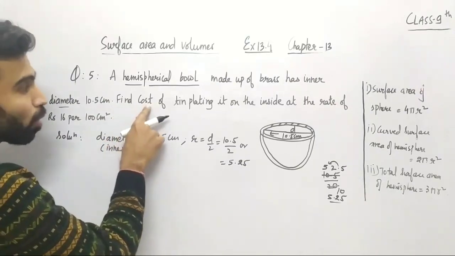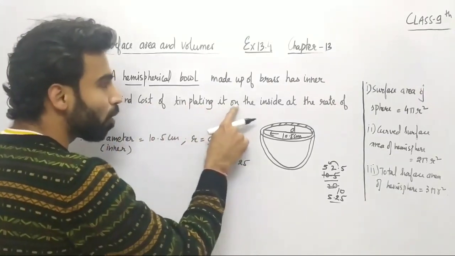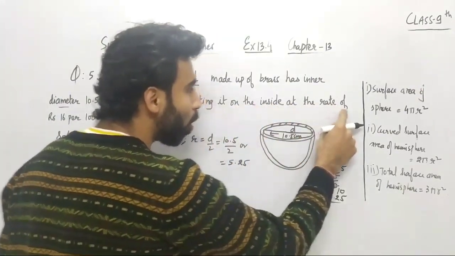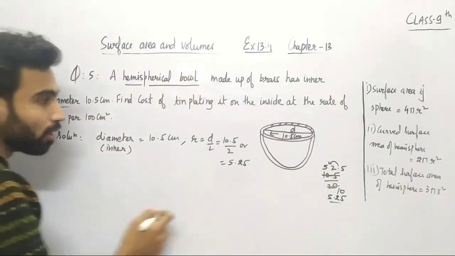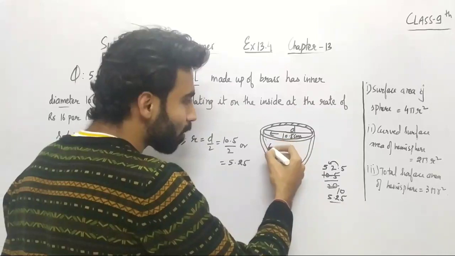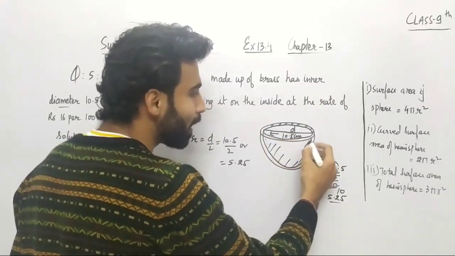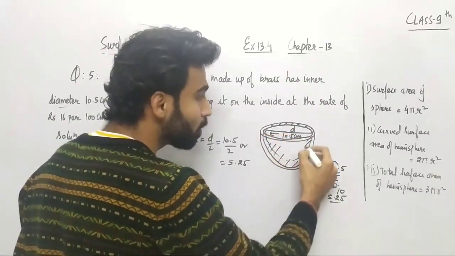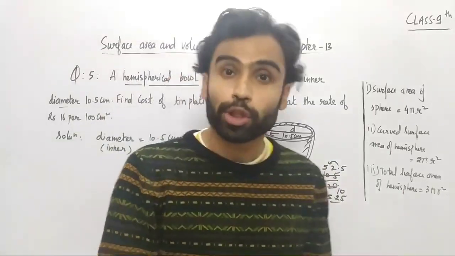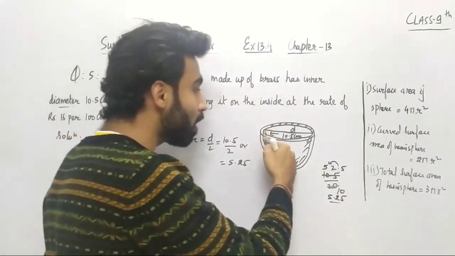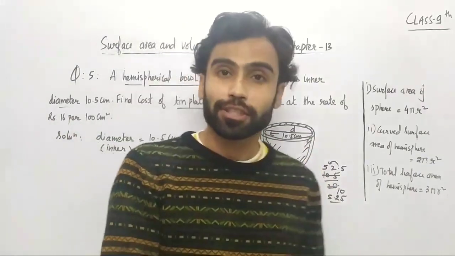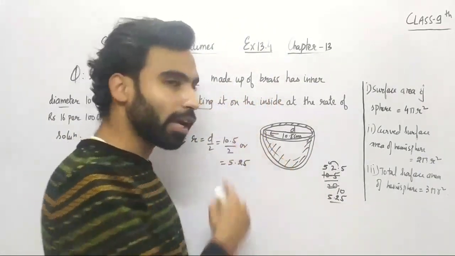So let us now move further and read the question. You can see find cost of tin plating it on the inside at the rate of ₹16 per 100 centimeter square. So what do you have to do on its inner surface? Tin plating has to be done, right? So on this curved surface area, the inner curved surface area, tin plating will be done, right? So what do we have to find out first? Curved surface area, the inner curved surface area of this hemispherical bowl.